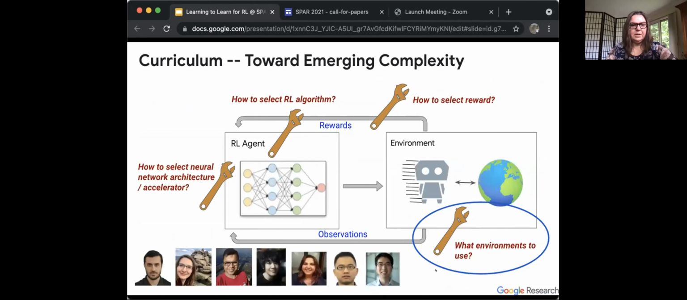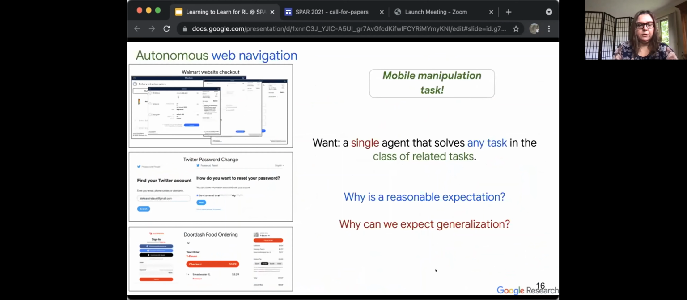And then the last topic that I want to mention briefly here is about the environments and how to use the environments. And for this purpose, I'm going to step away from robotics and talk about autonomous web navigation for a moment. So imagine yourself buying something, say on the Walmart website, or changing a Twitter password, or ordering food on DoorDash or whatnot. We can do this without any additional training. We know where we are in a task. You enter your name, you enter your address, you enter this and that, and you're done, right?